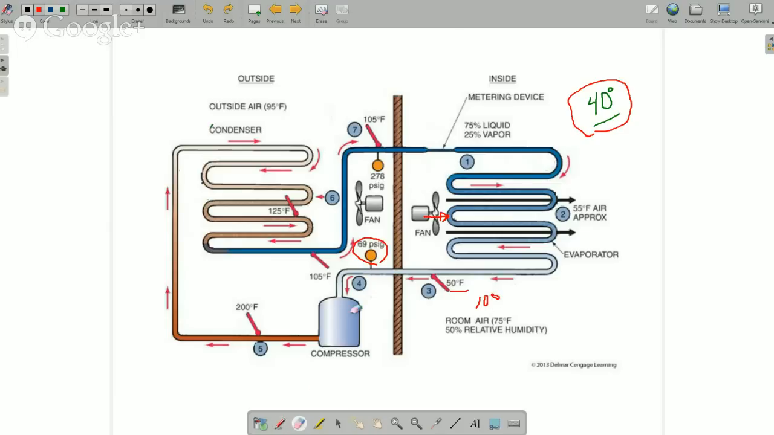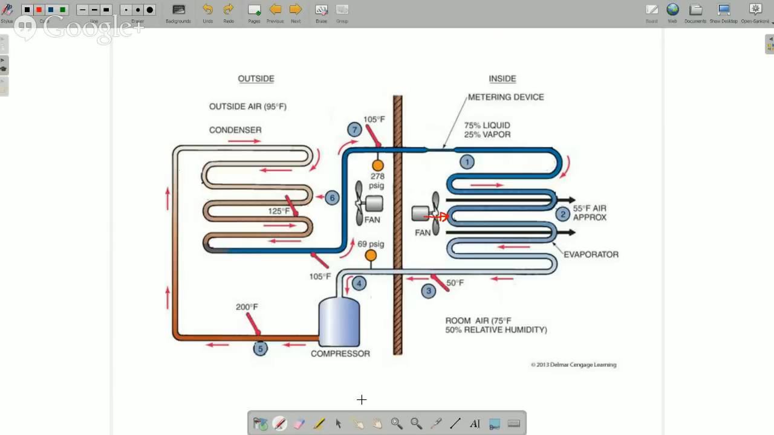All right, so with a properly charged system, we have subcooling, which keeps a solid column of liquid coming up to the metering device. And then we have superheat, which makes sure we have 100% vapor coming back to the compressor. All right. So that is what happens with a properly charged system. Now, what happens if we have an undercharged system?